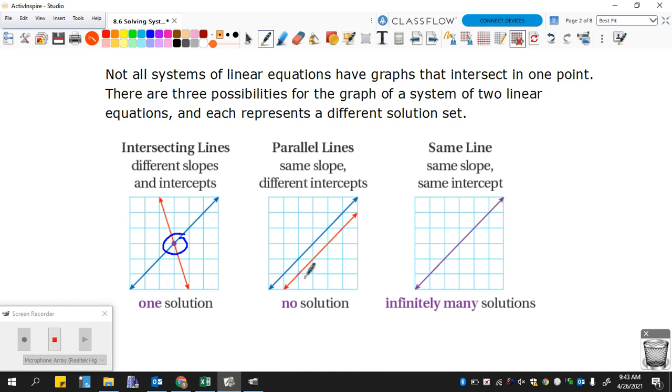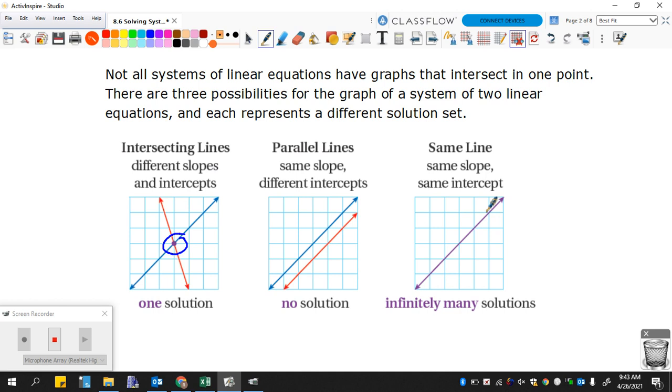If the lines are parallel, they're never, ever going to cross. So that means they're never going to have any points in common. So there are no solutions for that. And then the third situation is if you have two equations that essentially are the same exact line. It's the same slope and the same y-intercept. And that has infinitely many solutions because every single point on one line is also a point on the other line, and so there are an infinite number of solutions for that.